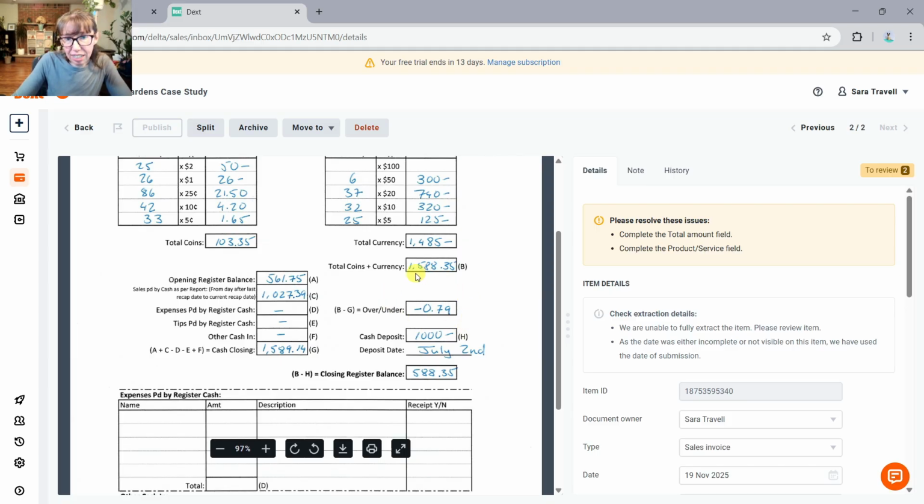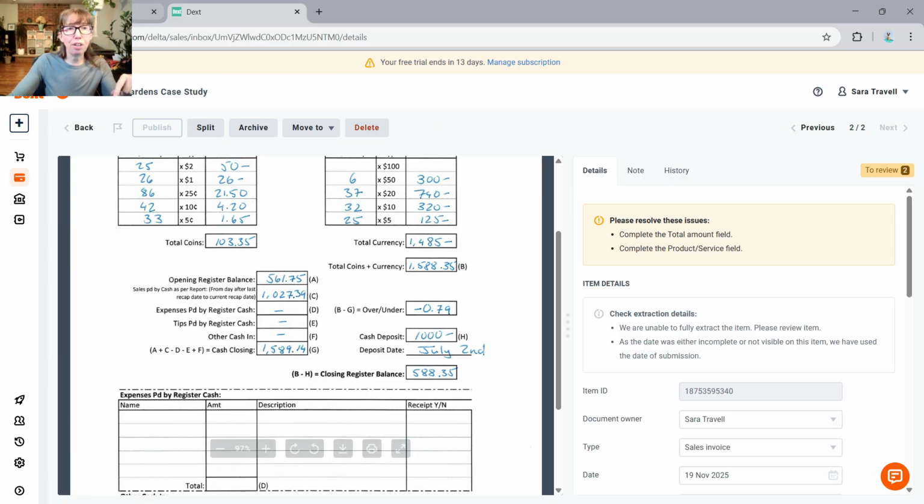We can see that there's $1588.35 in cold hard cash in the register, but based on the reports, there should be $1,589.14. So it's off by 79 cents. It's too low by 79 cents. So instead of this time it being a deposit to register cash, this time we need to put in an expense paid by register cash. And the other thing that we need to put in is this cash deposit. Now, we can't put in deposits via Dext. We're going to have to do that manually.